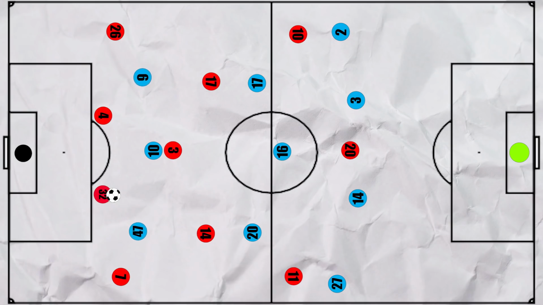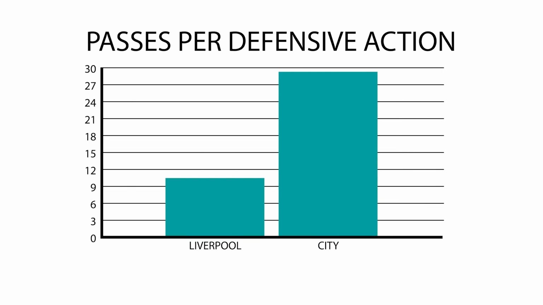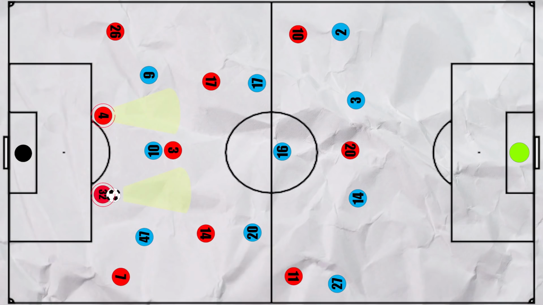But the problem is, the two wingers weren't putting any pressure on the centre-backs, perhaps because they were also concerned with cutting off the passing lane, as you can see with City ending up with an extremely high passes per defensive action of almost 30. So, Matip and Van Dijk had time to get their heads up.